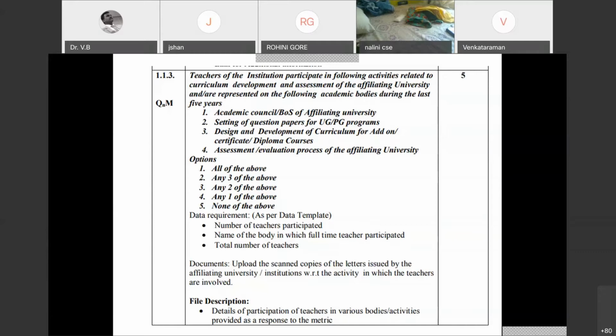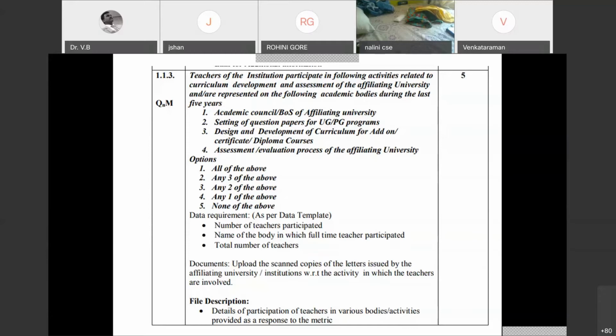And in fact, in the case of point number 2, setting of question papers, and point number 4, the staff would also have got remuneration from the corresponding university for setting the question paper and also for evaluation of answer sheets. The money would have been given either in the form of cheque or in the online transfer. So a copy of the passbook showing that online transfer would also be appreciated. And that is the data required.